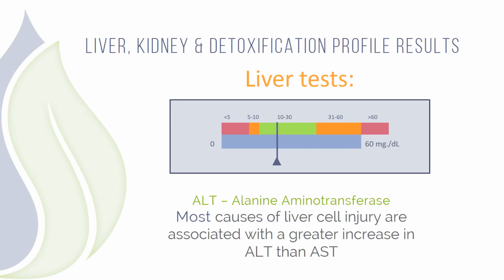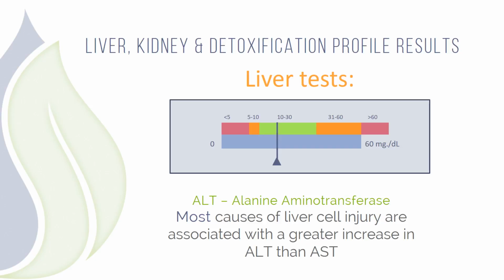ALT is another enzyme from within liver cells that leaks out when there's liver damage or inflammation. ALT is actually more specific to the liver because AST occurs in the liver, but there's also a good bit of it in muscle or in heart tissue and other areas. The reference laboratory range for ALT is between 0 and 60 milligrams per deciliter. At DestinyWell, we think a value of 10 to 30 is optimal, 5 to 10 is mildly low, and less than 5 is too low.